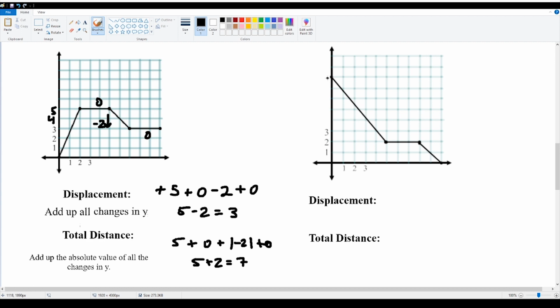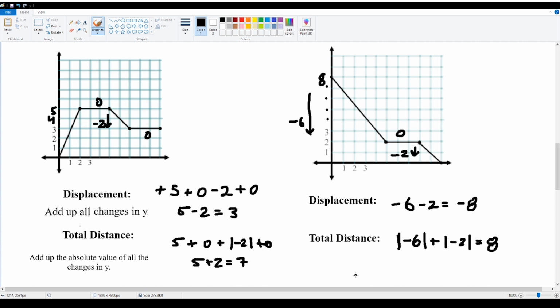On our other graph over here, our starting point is actually pretty high up on the graph. It looks like it's at 4, 5, 6, 7, 8. And by the time we get to the end of this line, we're all the way down here at 2. That means we have a downward change here of minus 6 units. This is a flat line, so that's 0 unit change, and this is actually down another 2. Meaning our displacement for this is actually negative 6 minus another 2, which is negative 8. But technically, even though we moved back towards the origin of the graph, in total we traveled 8 units, and we can get there by taking our absolute values.